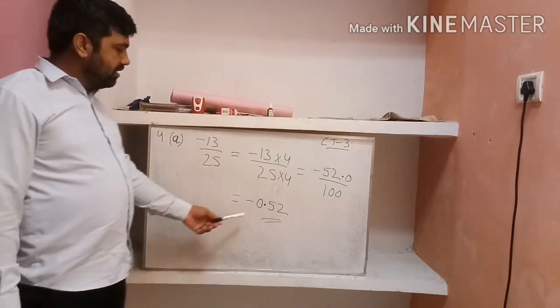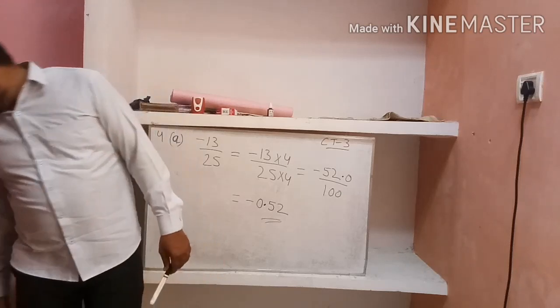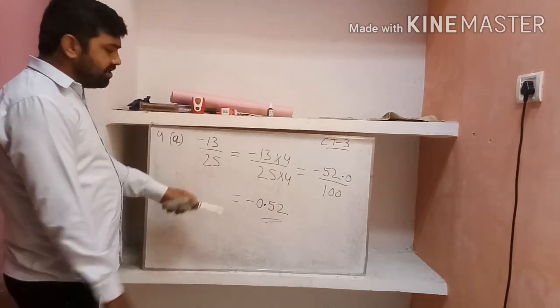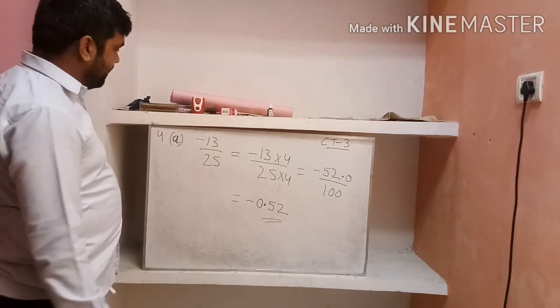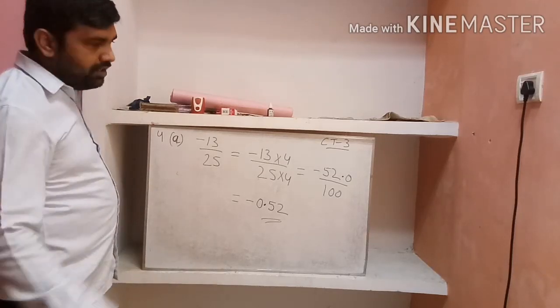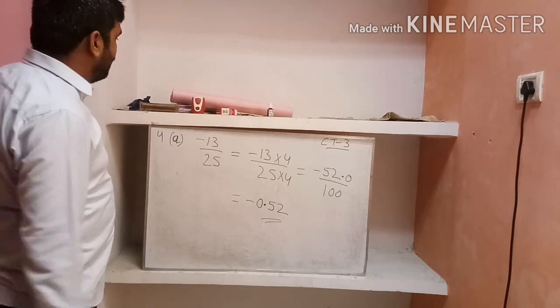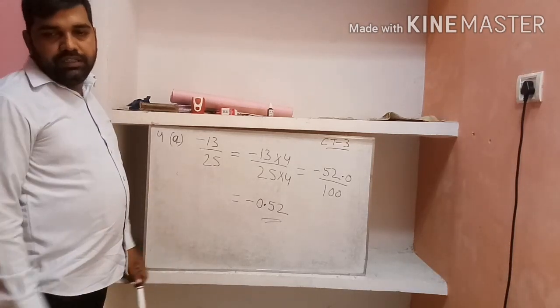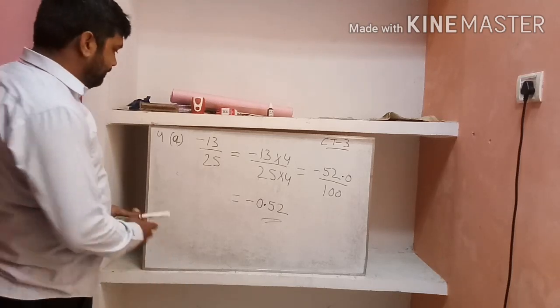This does not really change the value, but it is the standard form to write a decimal number. Before the decimal there should be some digit. If there is not any digit, write at least 0. Okay, now we move to the next question, fourth B, that is 5 by 12.